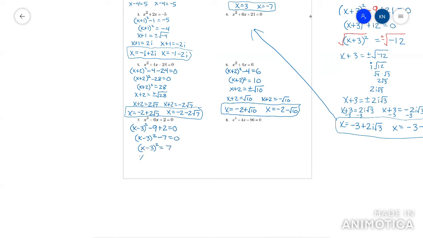Square root. Root 7 does not break down, so just leave it root 7. So this is when you write it twice. You have one that's equal to positive root 7, and then you're going to have one of them that's equal to negative root 7. And then just add 3 to it. So you get x equals 3 plus root 7, and you got 3 minus root 7.